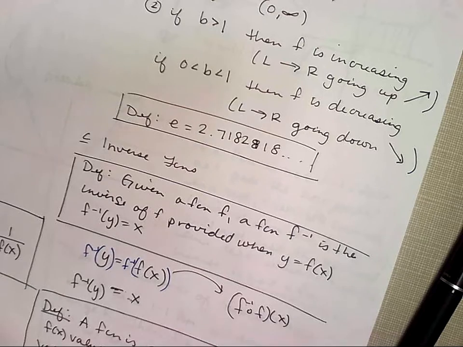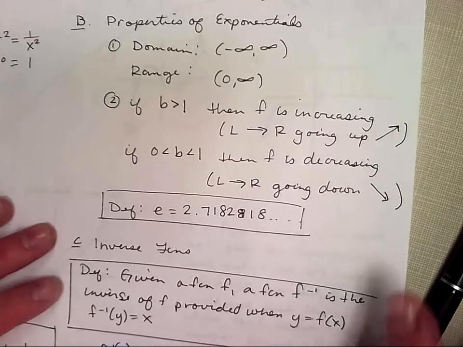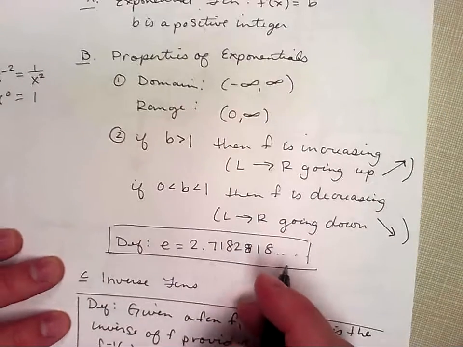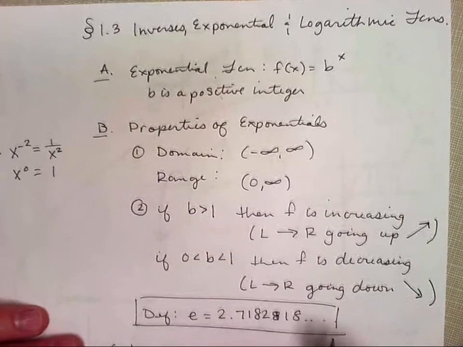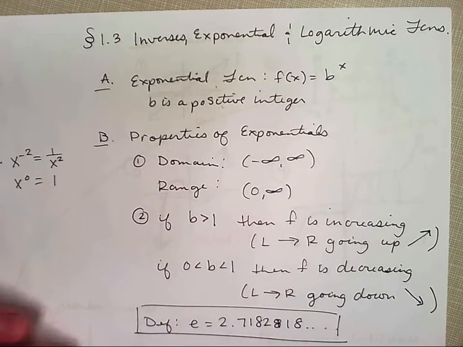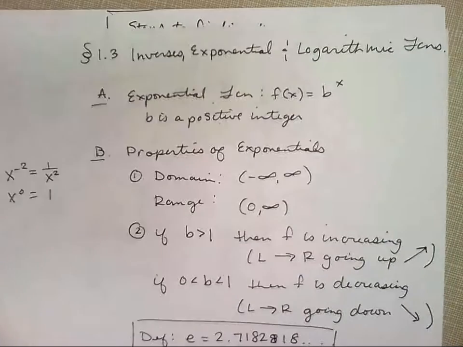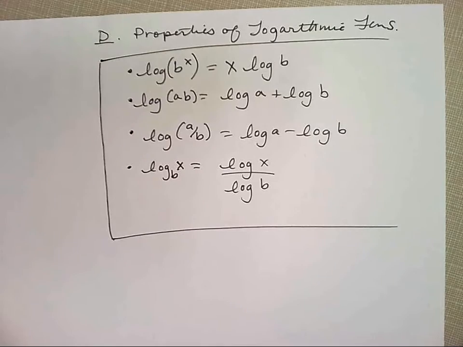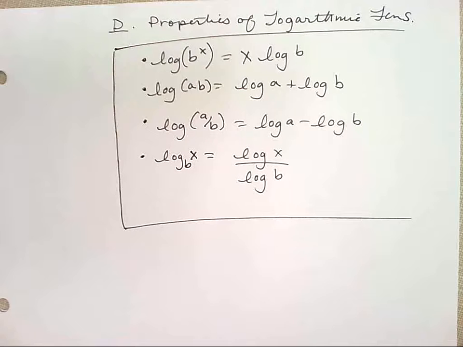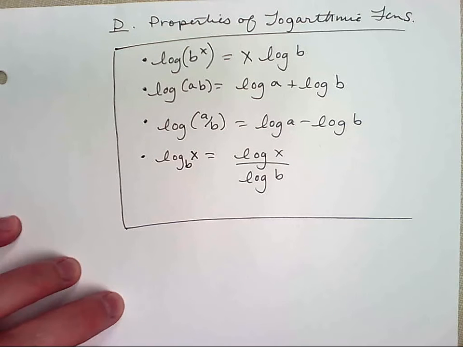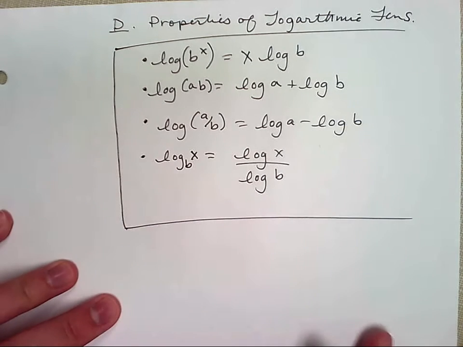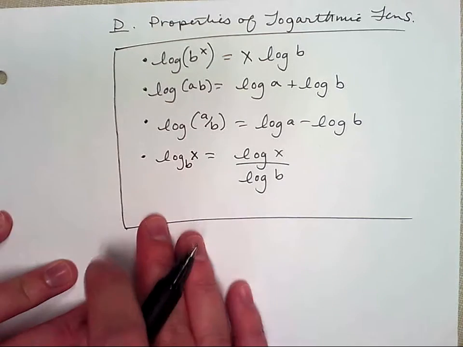Okay, so we're finishing section 1.3, inverses, exponentials, and logarithmic functions. And what we left off on was properties of logarithms. So we'll do a couple questions with properties of logarithms. These are our properties that we talked about. Let's do some examples. Right, we went over all of this last class.